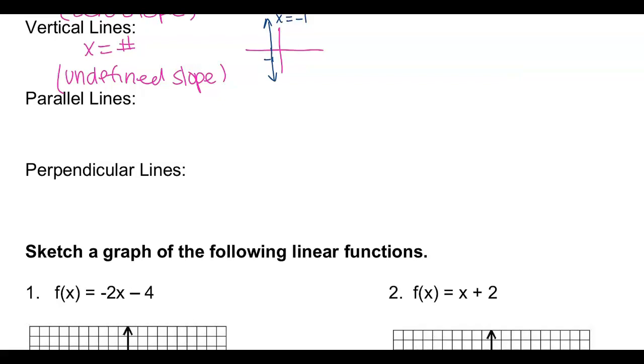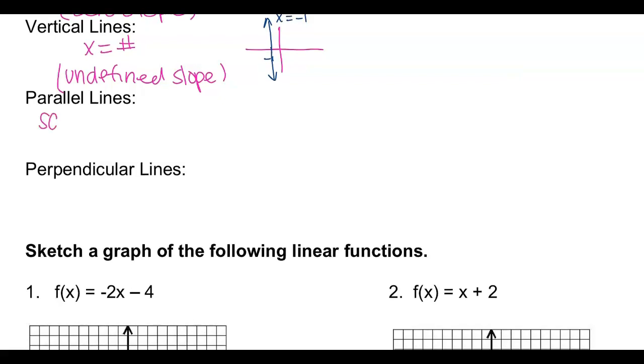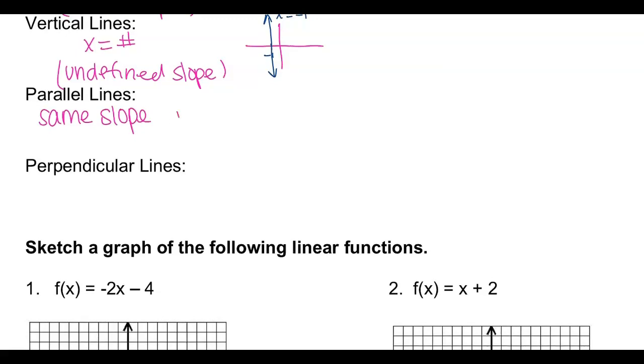Emma, help her out. They have the same slope. So for parallel lines especially, they have the same slope. Do they have the same y-intercept? No. I'm going to put same slope, but different y-intercept.